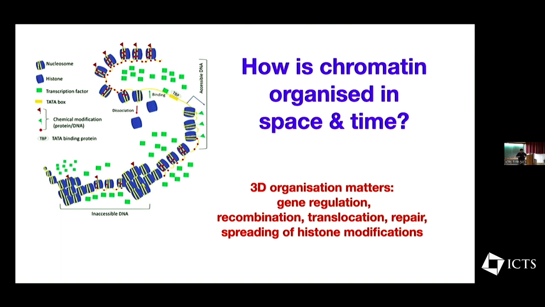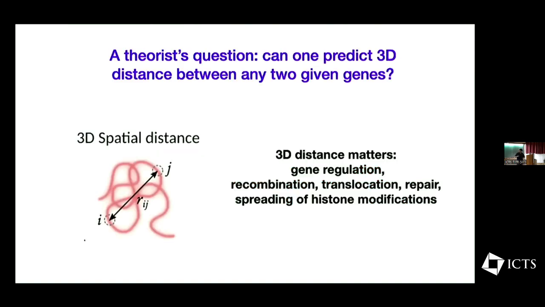So the important question is how this chromatin is organized in space, as well as they are dynamic, so they change in time. So how do they change in time? And the three-dimensional organization matters. They are relevant for function. For example, they are highly relevant for gene regulation, events like recombination, translocation, repair, and spreading of histone modifications, etc. There are many other functions that are dependent on how chromatin is organized in 3D.